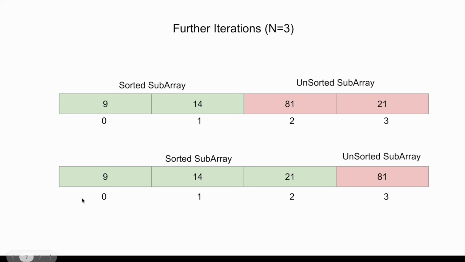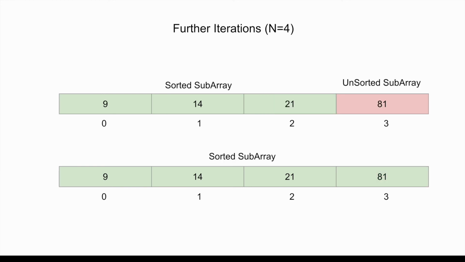So if you do this iteration one more time, then this 81 will also become part of the sorted subarray, which is completely optional. As we can see, our array is fully sorted. So coming to iteration number 4, even if we repeat step number 2 and step number 3, there is still no change in the array and our array is sorted. So this way you can use the selection sort algorithm to sort arrays. Thank you.